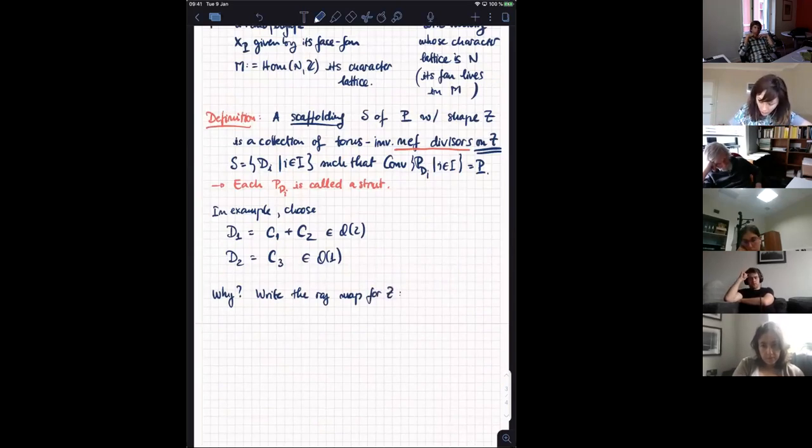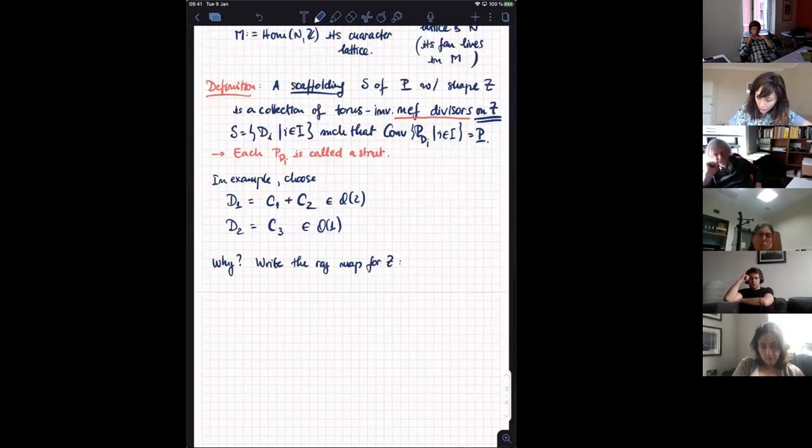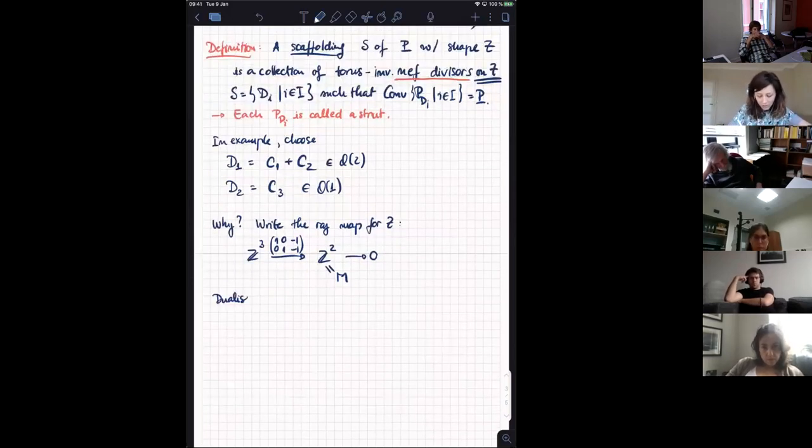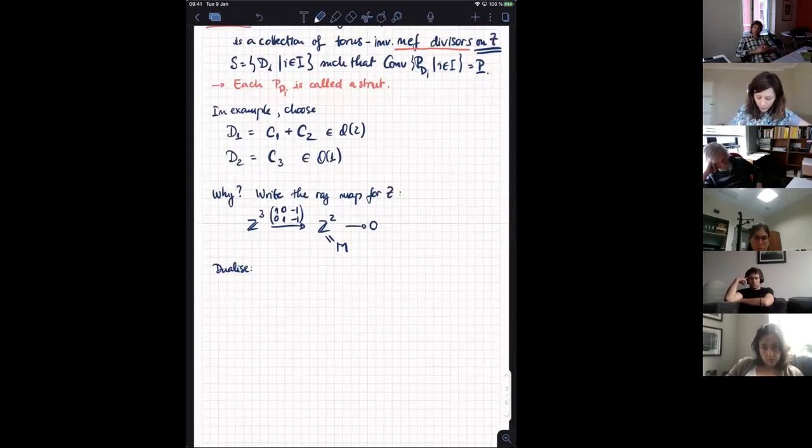Right, so the ray map just takes Z to the number of rays of Z, which is 3, onto Z2, and this is going to be surjective in this case. The ray map for Z is just (1, 0), (0, 1), and (-1, -1). This Z2 for us is M in our notation. Dualize it. If you've ever worked with toric varieties, you see this as part of short exact sequences all of the time.